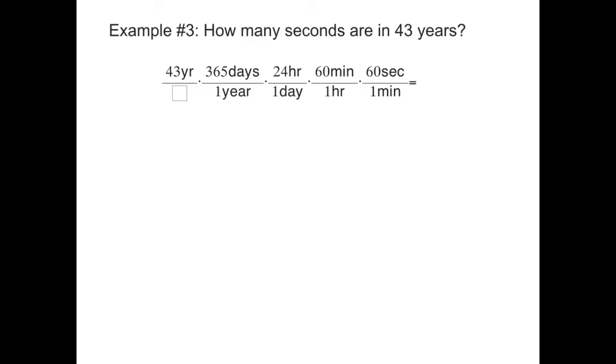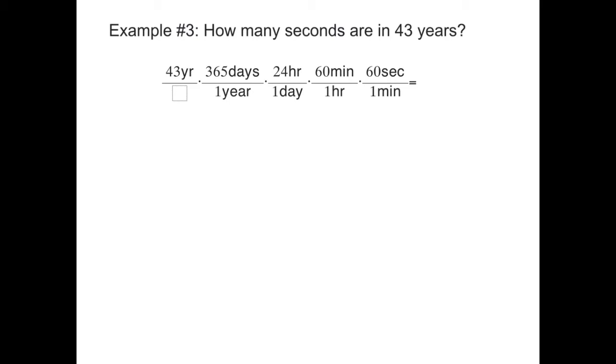So we look at this setup, and as you'll notice, it's several steps. Going from 43 years to 365 days is one step. Going from days to hours is another step, and then hours to minutes is another, minutes to seconds is another. So we have 1, 2, 3, 4 steps in this problem, and it seems like a lot to do, but when we look at the setup here, it should make some sense now.